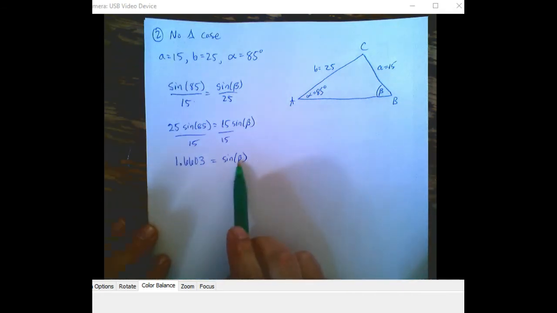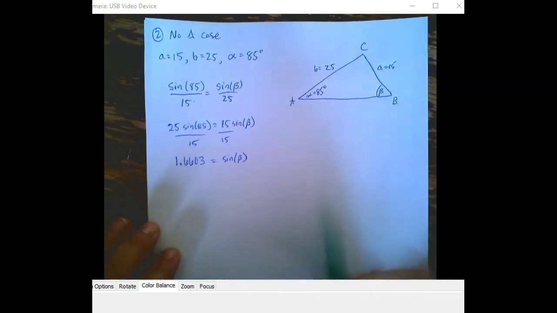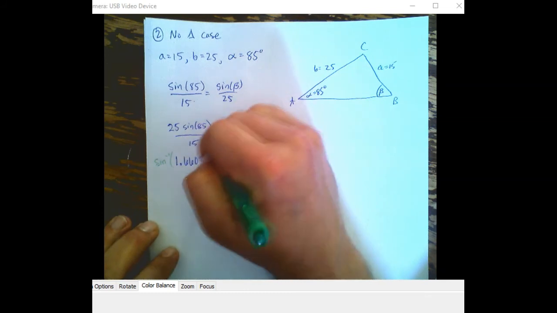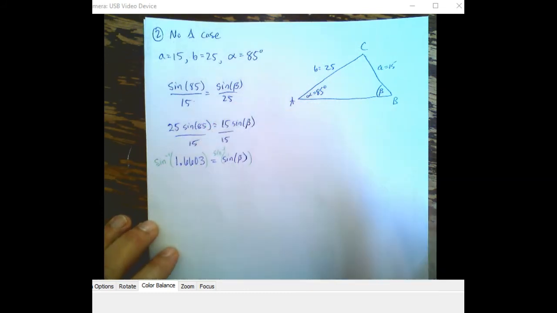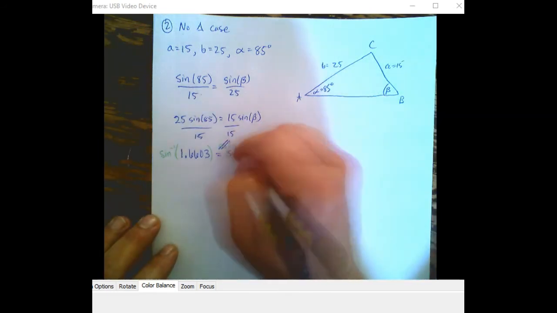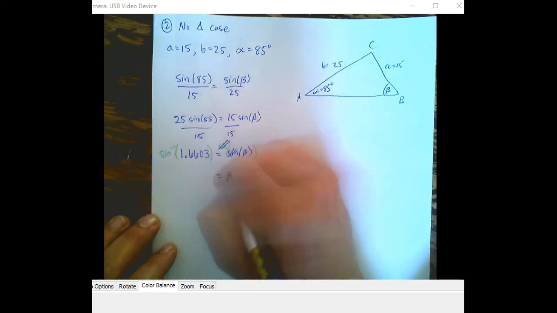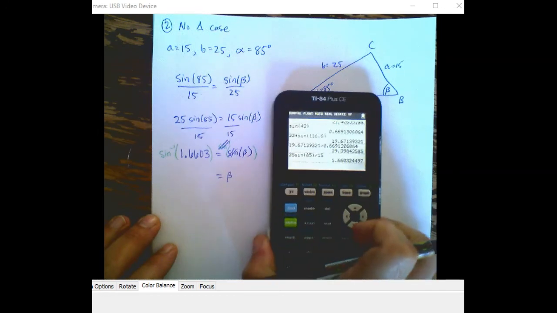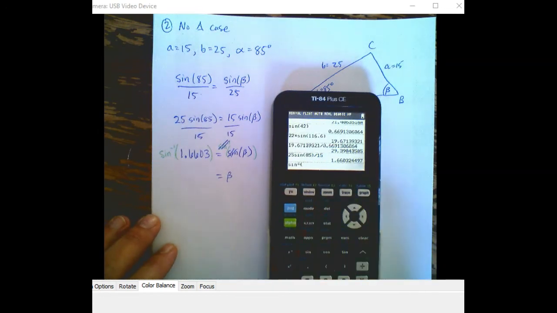Now to extract beta, remember to cancel off that sine, you have to use sine inverse. So let's take the sine inverse, and see what happens. So here, these will cancel. So beta equals, let's put in our sine inverse of 1.6603.